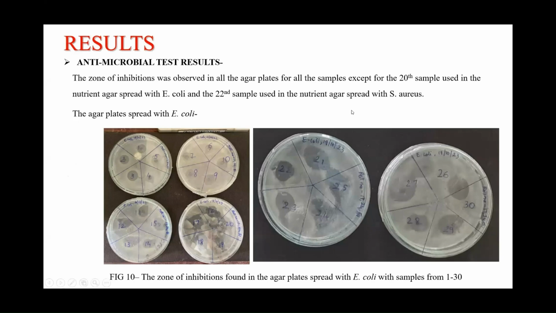Now coming to the results, antimicrobial test results. Starting with these figures, we can see the zone of inhibitions for all the samples that we have added with respect to E. coli and Staphylococcus. Now we haven't gotten two samples' results, the 20th sample that we used with E. coli and the 22nd sample that we used with Staphylococcus.